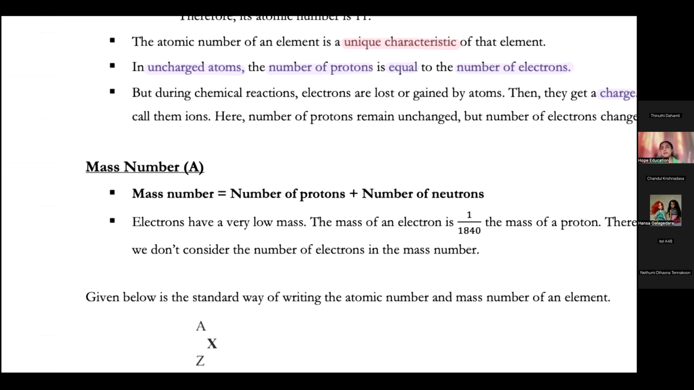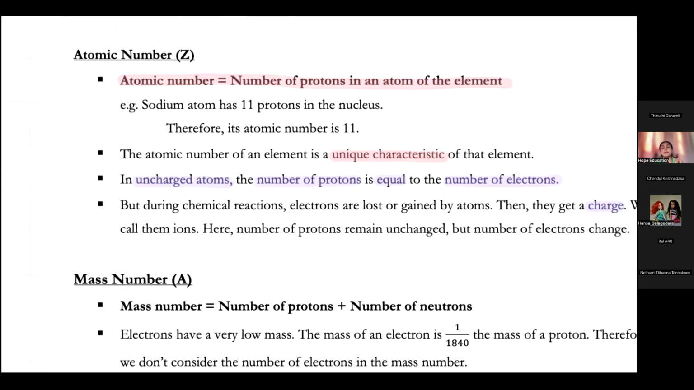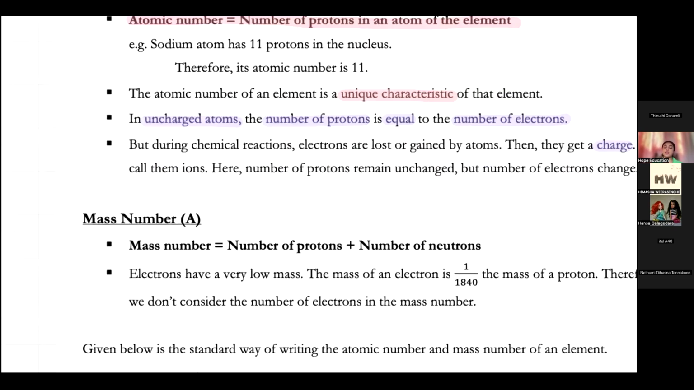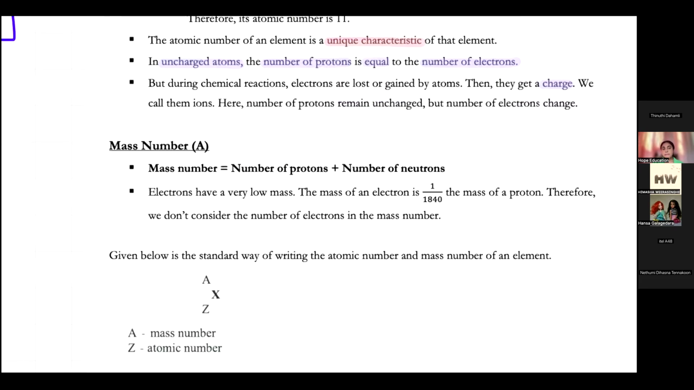Mass number. So that is atomic number. Atomic number has a symbol like capital Z. Then let's talk about mass number. The symbol of mass number is capital A. Let's see how to calculate mass number. Mass number equals number of protons plus number of neutrons. In any atom, if you want to calculate the mass number, you add the number of protons and the number of neutrons. Then you get the mass number.